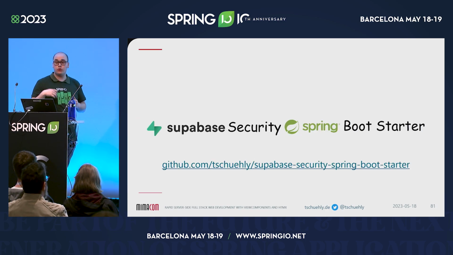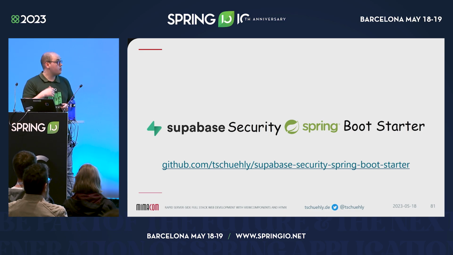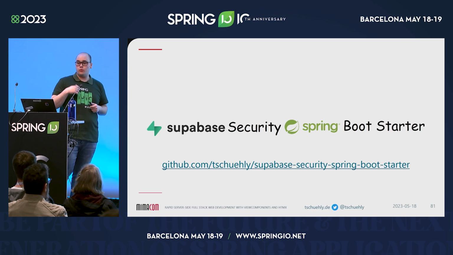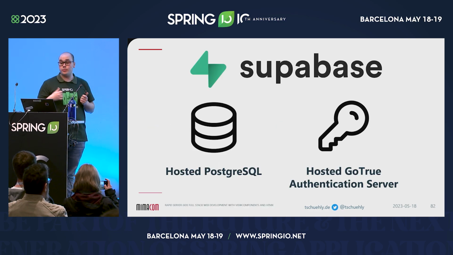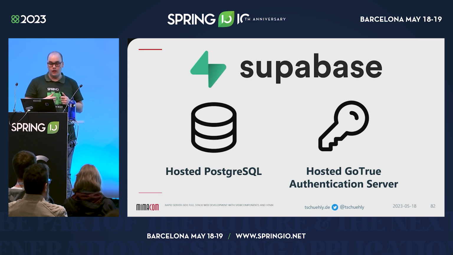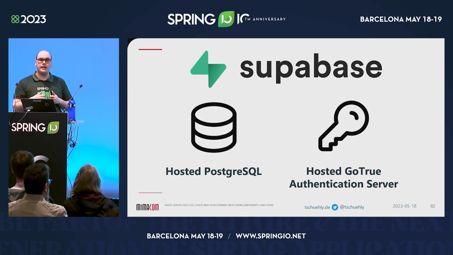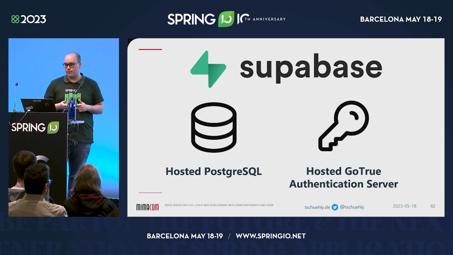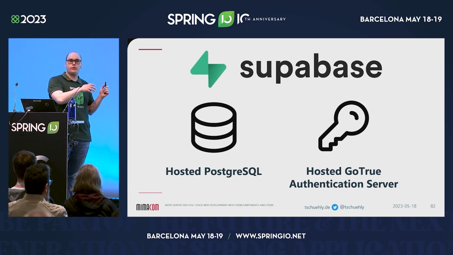To close the gap, I created the supabase-security-spring-boot-starter. It enables authentication and database hosting really easily with Supabase. Supabase is an open-source Firebase alternative that has two features that are especially interesting for our full-stack web apps. The first is that Supabase offers a hosted Postgres database that we can connect like any JDBC database. Supabase also offers us a hosted GoTrue server, so we can move the responsibility of storing user credentials to Supabase.